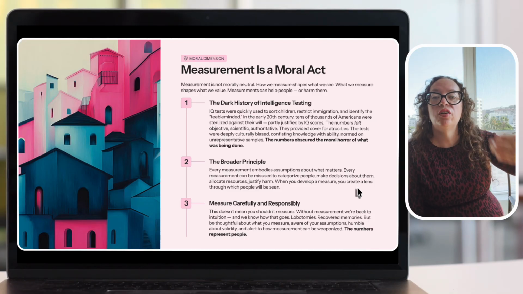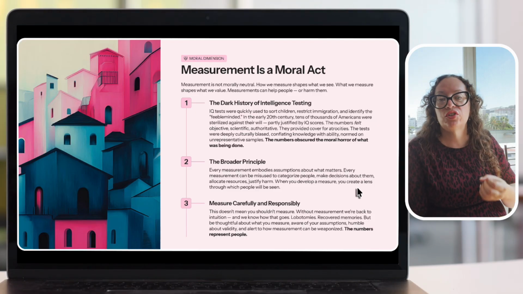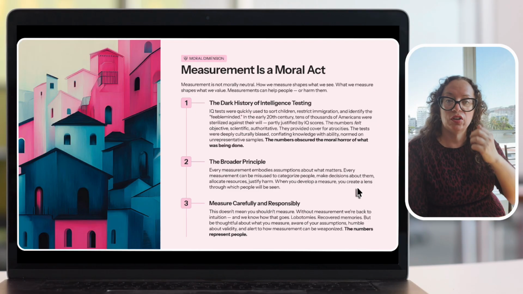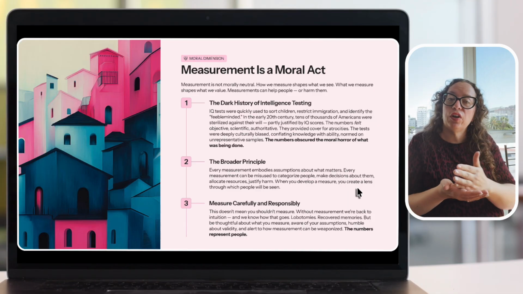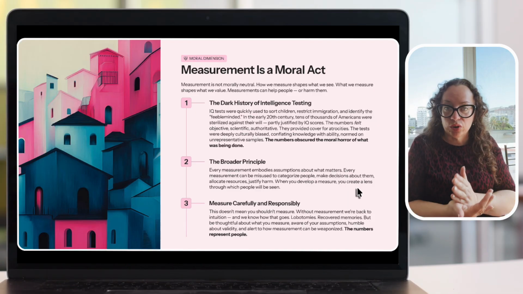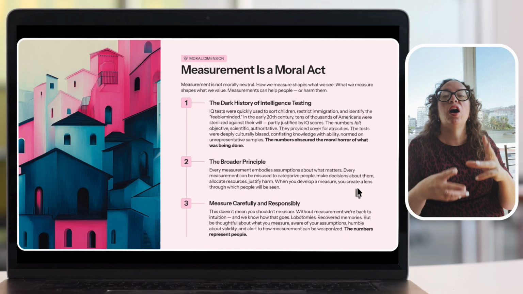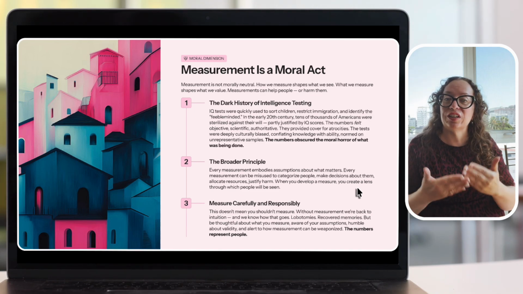They were not smart enough. They were unfit to pass on their genes. And part of the justification for this was IQ scores, the numbers, the measurements. The numbers felt objective. They felt scientific. They felt authoritative. They provided cover for what was being done. But the tests were deeply flawed.